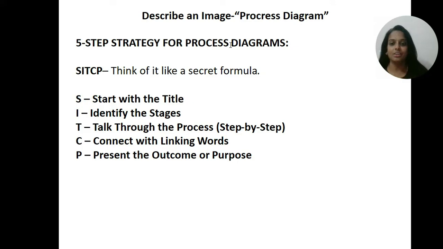Let's do this together. When we are talking about a process diagram, what even is a process diagram? It shows a sequence of steps or stages. It tells you how something is made, how something works, or how something changes over time. You might see how coffee is manufactured, how water is purified, how plastic is recycled, or even how photosynthesis happens in plants. These diagrams usually have arrows, boxes, or cycles, and your job is to describe what's happening step by step, clearly and fluently. Simple, right?